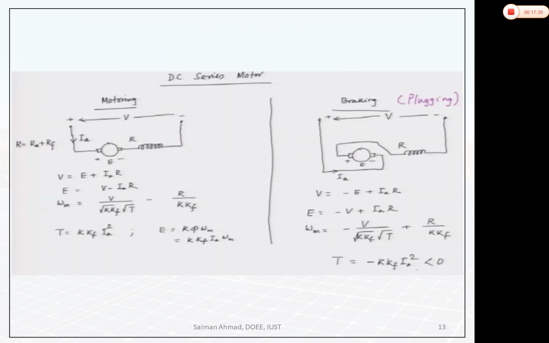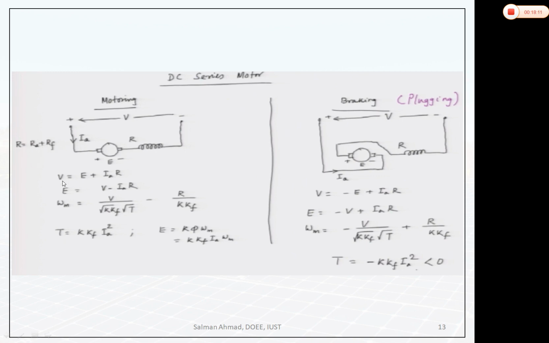Now I'll discuss the DC series motor, and how braking is done there. As I told, in the DC series motor dynamic braking as well as regenerative braking is not possible because the field is connected in series with the armature. It is very difficult to make those connections in a series motor, so we use only plugging in the DC series motor. R is the total resistance of the field winding and armature circuit winding resistance.